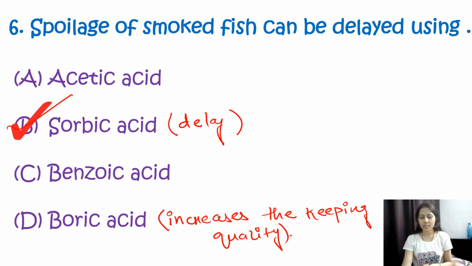Since we know that sorbic acid is commonly used as a food preservative, since it can inhibit the growth of molds, yeasts or other bacteria. So it is effective for extending the shelf life of food products, that is seafood products. So over here my correct option is B, that is sorbic acid.